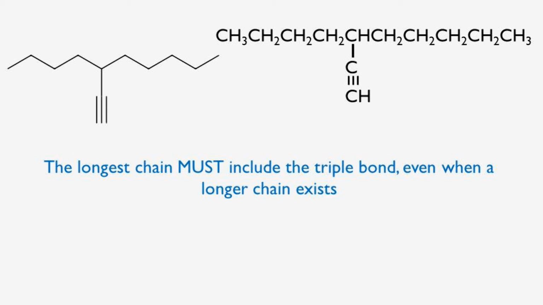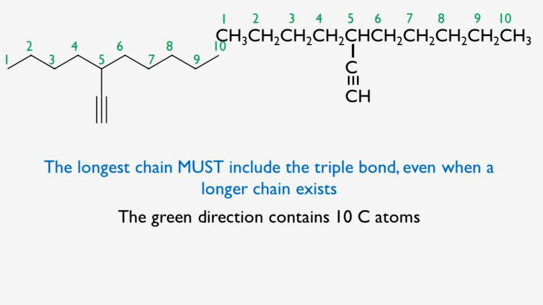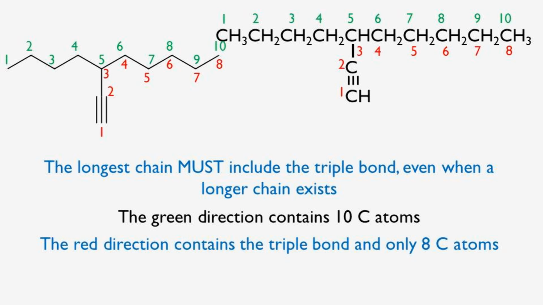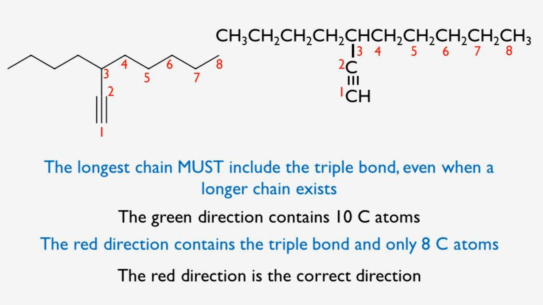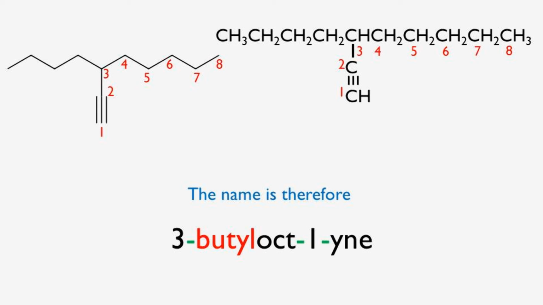Rule 5. The longest chain must always include the triple bond even when a longer chain exists. So if we look at this molecule, looking at the green direction, we have 10 carbons in a row. However, the triple bond is not part of this chain. The red direction contains only 8 carbons. However, the triple bond is part of this chain. Therefore, the red direction is the correct direction for numbering, and it is being numbered in the direction to give the triple bond the smallest number. Therefore, the name becomes 3-butyl-oct-1-yne.